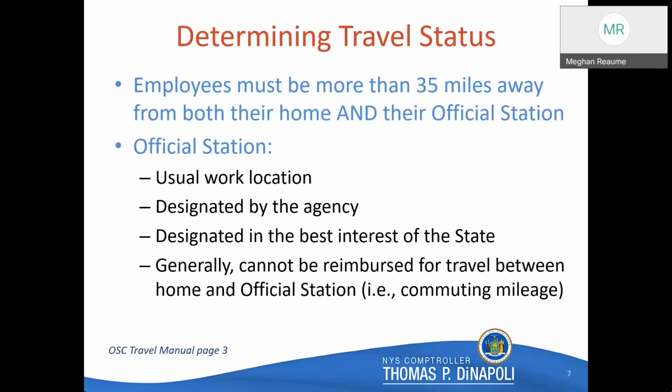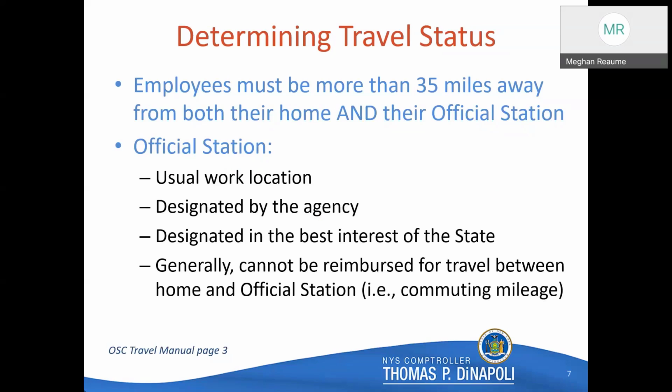One of the first things any traveler should know is when they are in travel status. A traveler is in travel status when they are 35 miles or more from both their home and their official station. The official station is the employee's usual work location. It is designated by the head of the agency and must be in the best interest of the state. The purpose of having a correct official station is to help establish when the employee not only is in travel status, but when they are eligible for travel expenses.